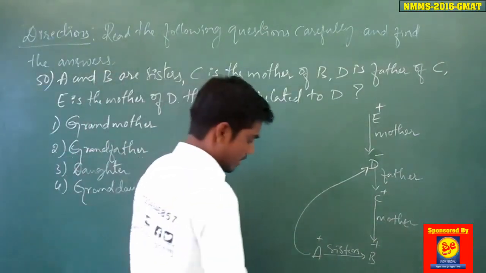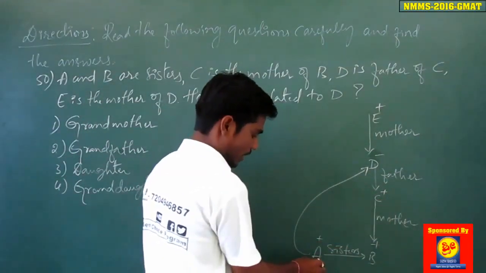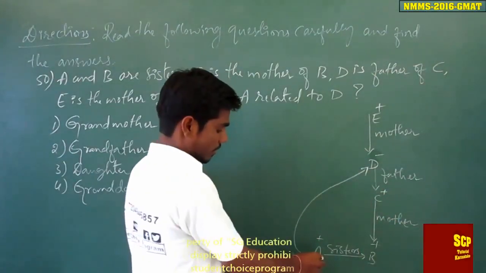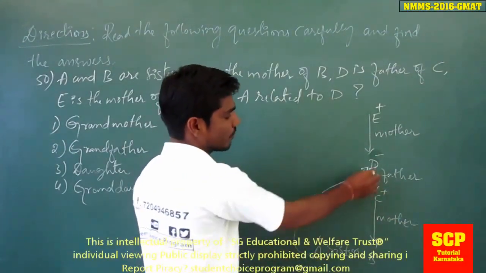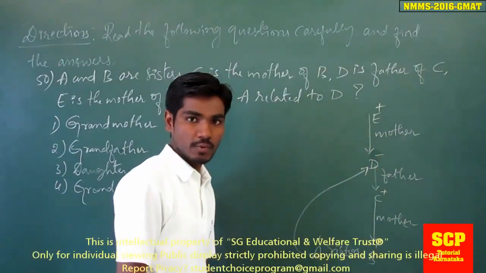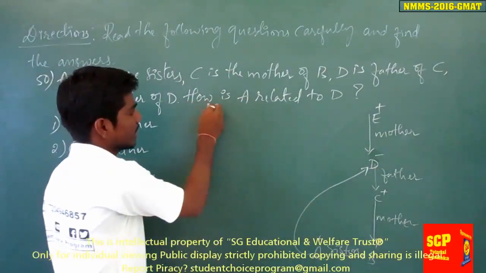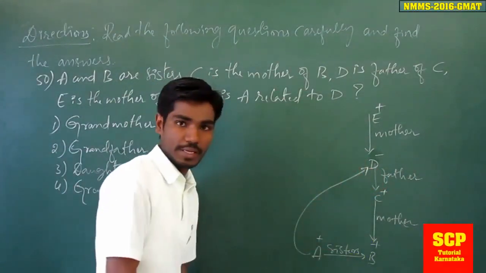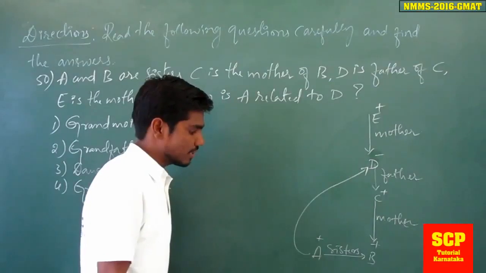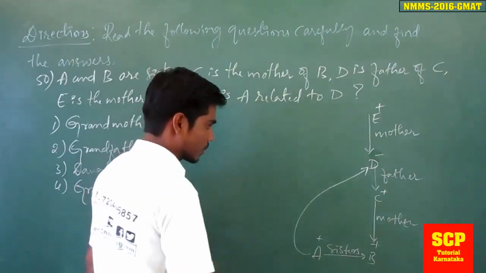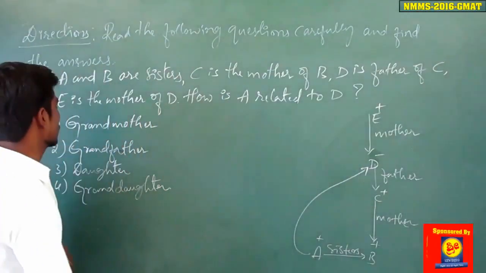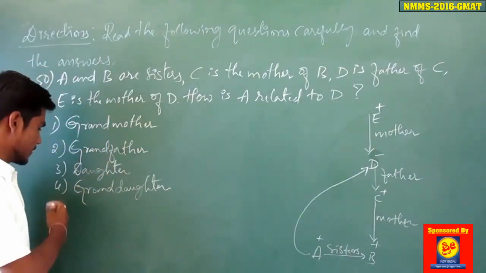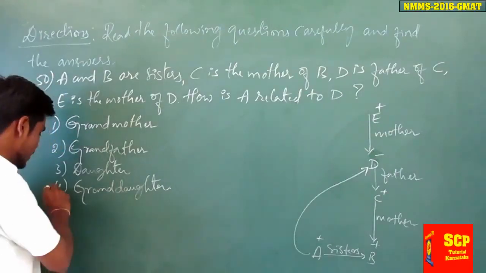Fine. See here. C is mother of A, whereas D is father of C. That means A is granddaughter of D. Am I right? What is the question asked? They have asked how A is related to D. That means A is what? Granddaughter of D. Now, what will be our answer? Answer will be granddaughter. Let us check the given options. The first option is grandmother, second is grandfather, third is daughter, whereas fourth is what? Granddaughter, which is the right one.